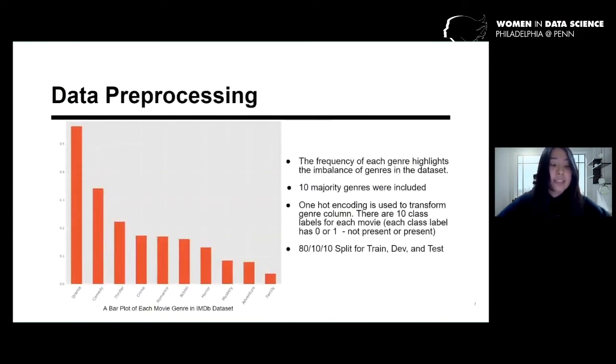From the original dataset, we remove movies that do not have a movie description. After plotting the frequency of each genre in the dataset, some genres were dropped because each of their contributions is less than 3% of the class label. As a result, 10 genres are used as our class label. The final dataset has 10 class label outputs for each movie.